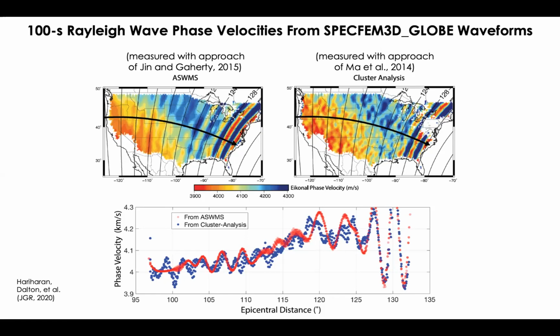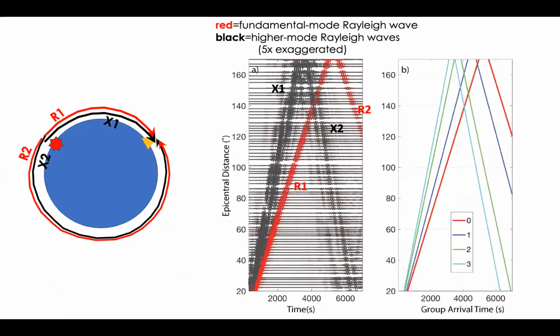The bottom panel shows a transect along a ray path, which makes it possible to estimate the wavelength of the oscillation, which is around 3 to 5 degrees, depending on location. So long story short, we eventually figured out that the banding is interference from higher mode or overtone Rayleigh waves with the fundamental mode Rayleigh wave, but it's kind of in an unexpected way.